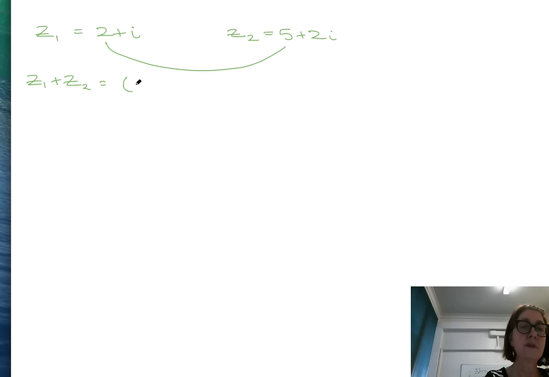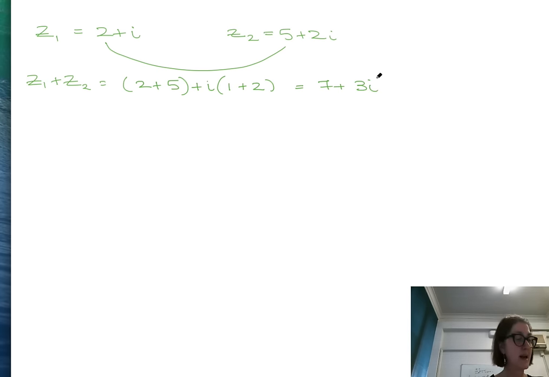So this is going to be the real part, so it's 2 plus 5, so that gives me the real part of my new complex number, and then it's going to be plus I times the sum of the imaginary parts of the two complex numbers. So that's going to be 1 plus 2. So altogether I get 7 plus 3I. So that's the sum of my two complex numbers.